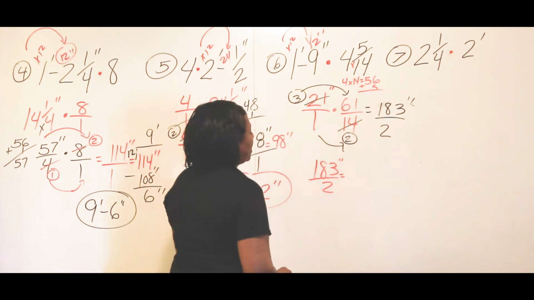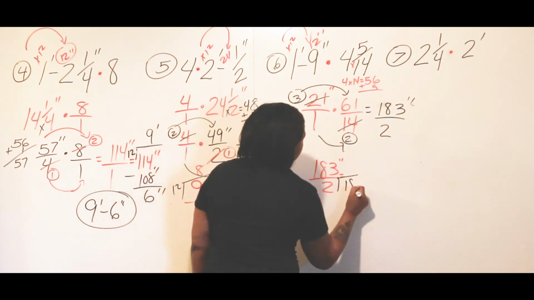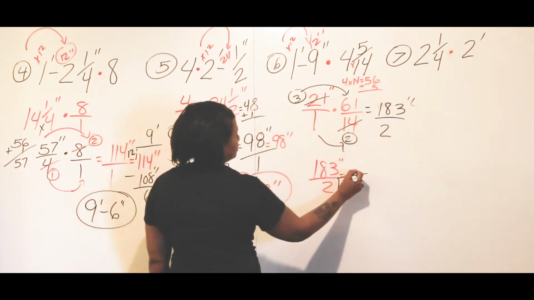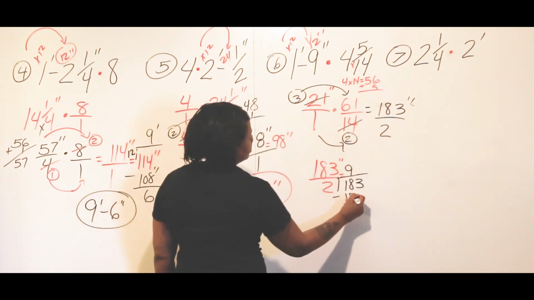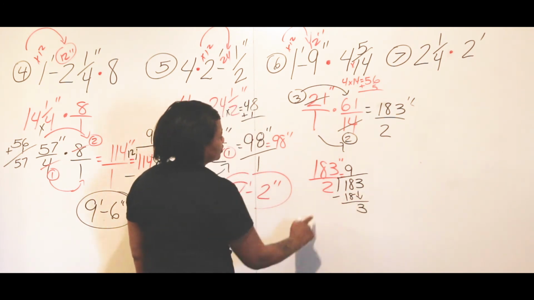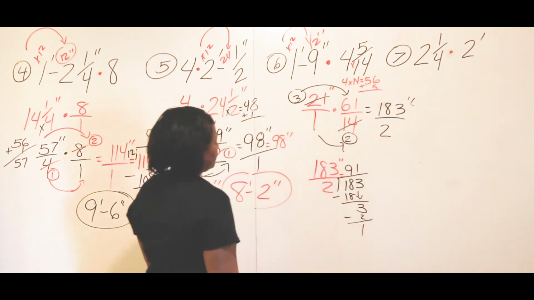So we want to find out how many times the denominator can go into the numerator. 2 can go into 18 9 times. We subtract 18 from that. We bring down that 3. 2 goes into 3 1 time. If we subtract 2 from there, we're left with 1.